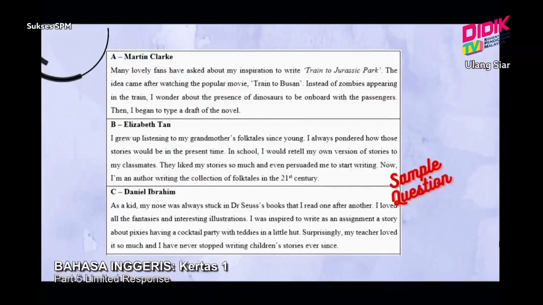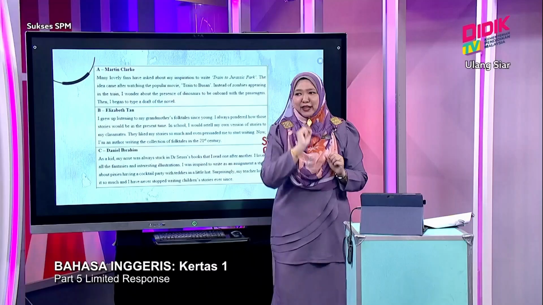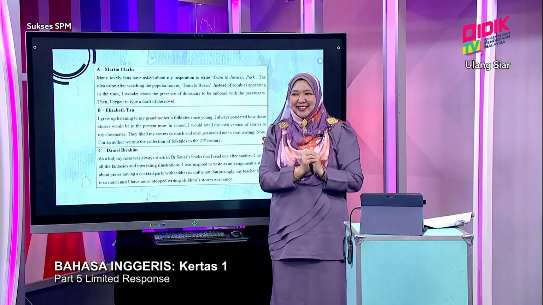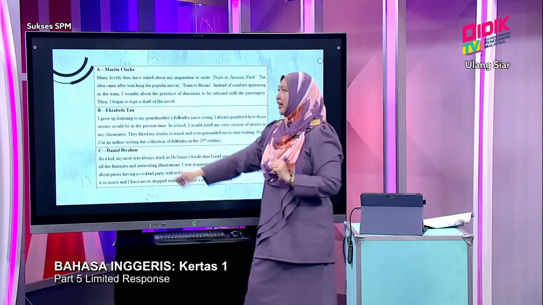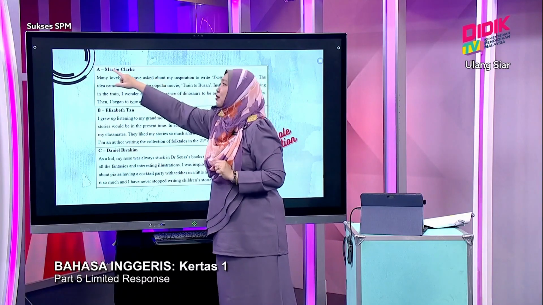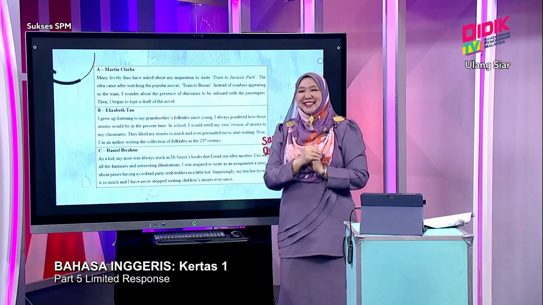Here, like what I said just now, we have the alphabet and we have the names, right? For example, A, we have Martin Clark. If the instructions say which paragraph, don't ever write down A Martin Clark. Just write A. If the instruction is which person, then you write Martin Clark. Don't write A. So it's very important for us to really read through the instructions properly. That is for the first part.